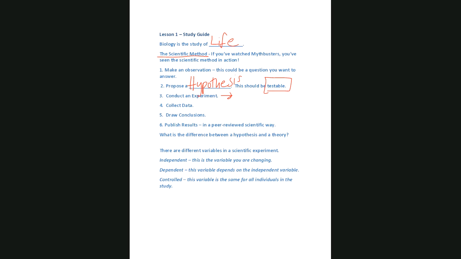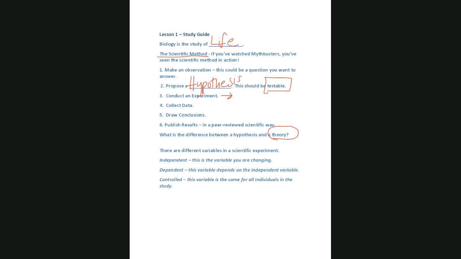But let's say that, in fact, the light does come on when I change the batteries. Does that mean that every time a flashlight doesn't work, you change the batteries and it will come on? No, it doesn't. So just because I haven't disproven my hypothesis does not make it a theory. A theory is something that has been tested over and over and over and has not been able to be disproven. So there's a wealth of scientific evidence that supports that theory.